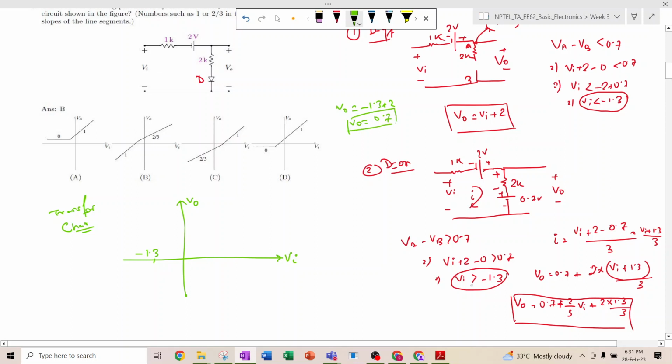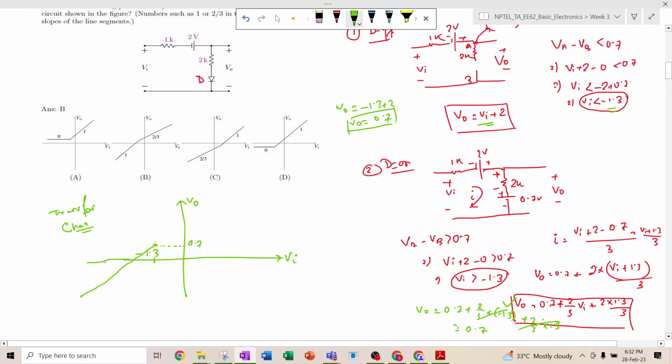Similarly, if you put it into this equation, VO equals 0.7 plus 2 by 3 into minus 1.3 plus 2 by 3 into 1.3. So these two cancel out, and this is 0.7 volt. That means this graph should be continuous, right? So at minus 1.3, the value of VO is 0.7. If Vi is less than minus 1.3, then VO will be Vi plus 2.